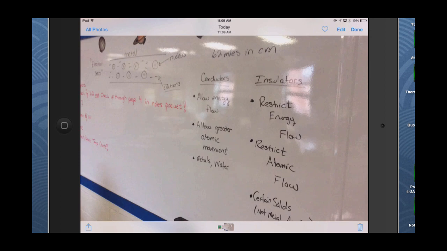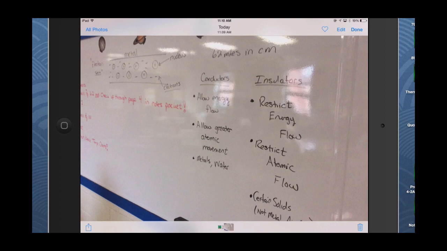There are really two types of materials that aid in conduction: conductors and insulators. Conductors allow energy flow. Hence the reason we call them conductors, because they allow that movement of energy. Not only do they allow energy to flow, but because energy has to be transferred through collision, bouncy, bouncy, bouncy, there's greater atomic movement. If I couldn't collide with Jackson, there would have been no energy transfer. But because I had free movement and collided with Jackson, I was able to transfer energy to him. So conductors allow energy flow, but not only that, they have greater atomic movement.